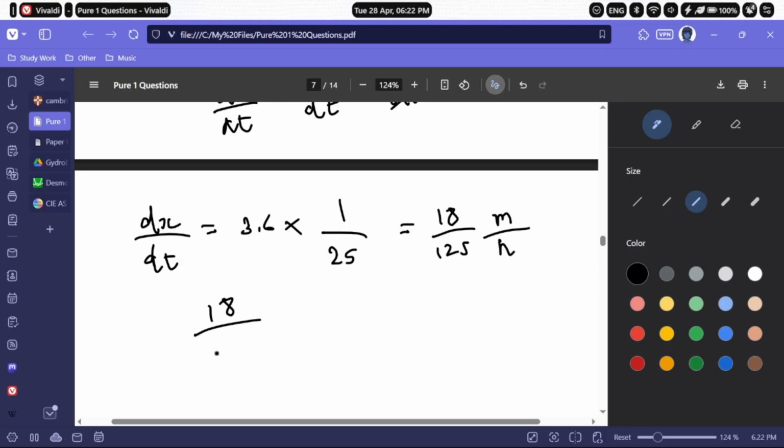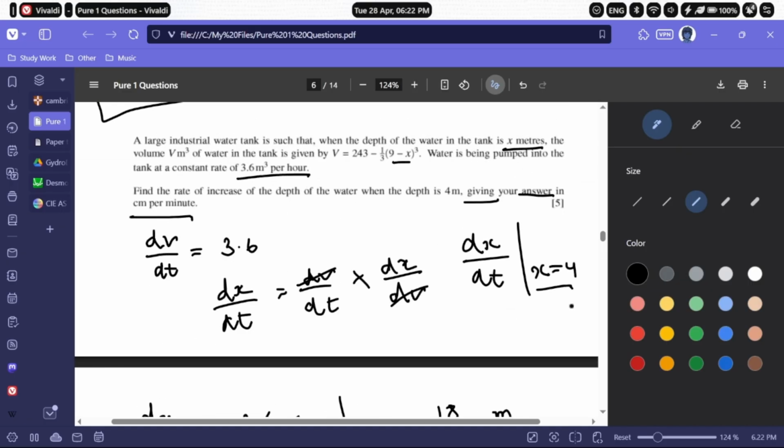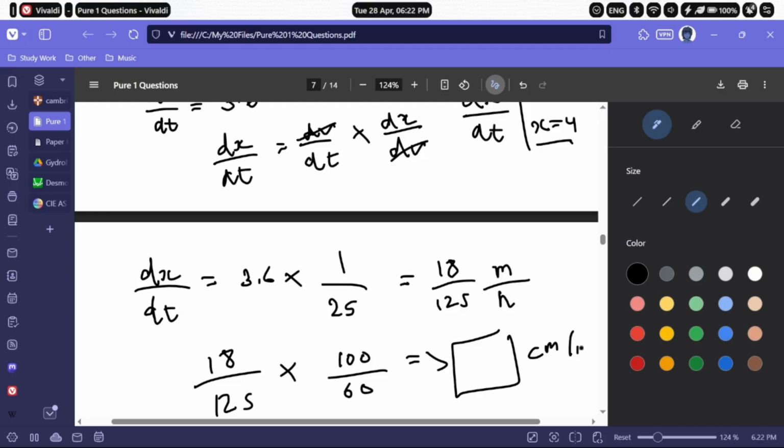So 18 over 125, which is in meters per hour, you would multiply that by 100 over 60, so that you can get your final answer in centimeters per minute. I'm not going to calculate that. It takes a lot of time. Anyway, centimeters per minute. Yeah, there you go.